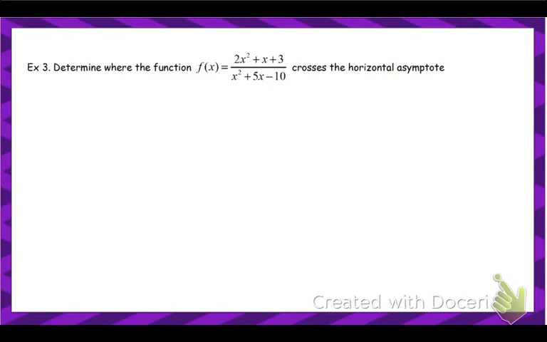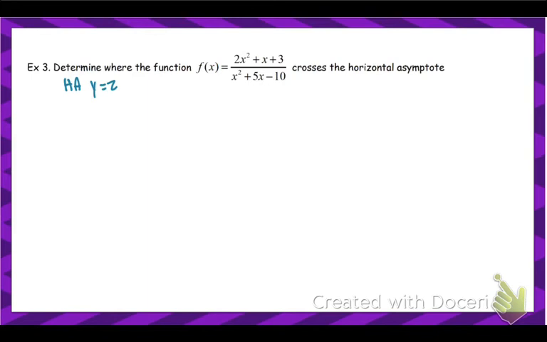To determine where it crosses, we're really trying to solve an equation here. Okay, the first thing I need to figure out is what is the horizontal asymptote. All right, so in this case, it's same degree. So I divide leading coefficients. So my horizontal asymptote is y equals 2. So I want to know when y equals 2 intersects this function.